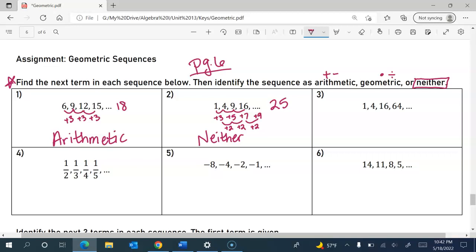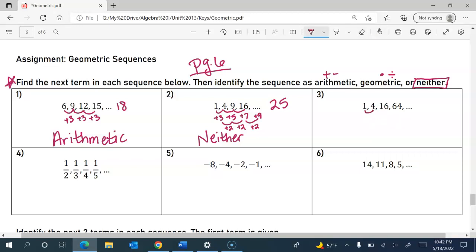For number 3, let's check arithmetic. 1 plus what gets me 4? That's 3. 4 plus what gets me 16? Well, that's 12. Those are very much not the same thing. So it's not arithmetic. Get rid of that.